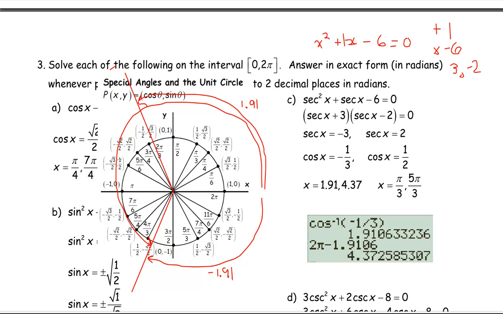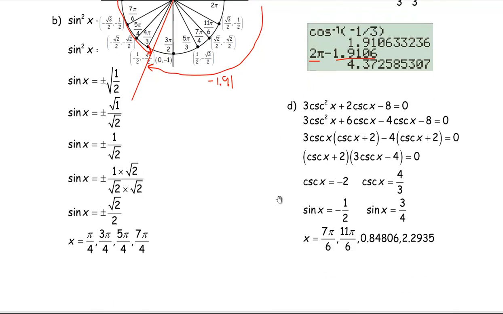So to get that last one, I would take 2 pi, a full revolution, and I want to take away the 1.91. So that's why my calculation here is 2 pi minus that 1.91. So the rotation around to there is where we get the 4.37 radians from. And that would be the other solution. So there's actually 2 for each of these factors.